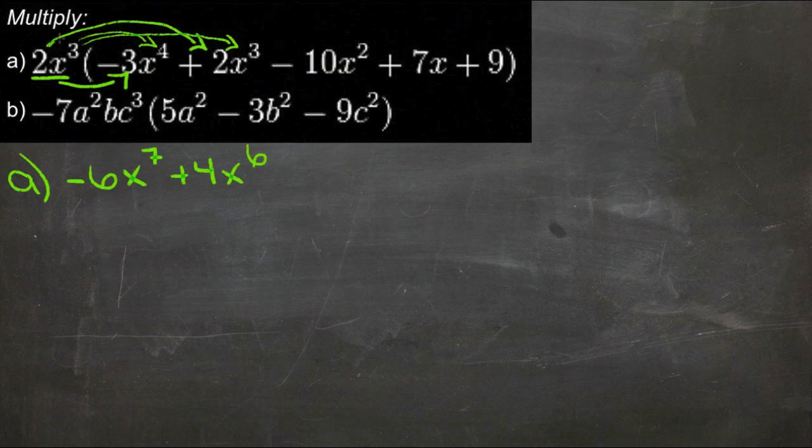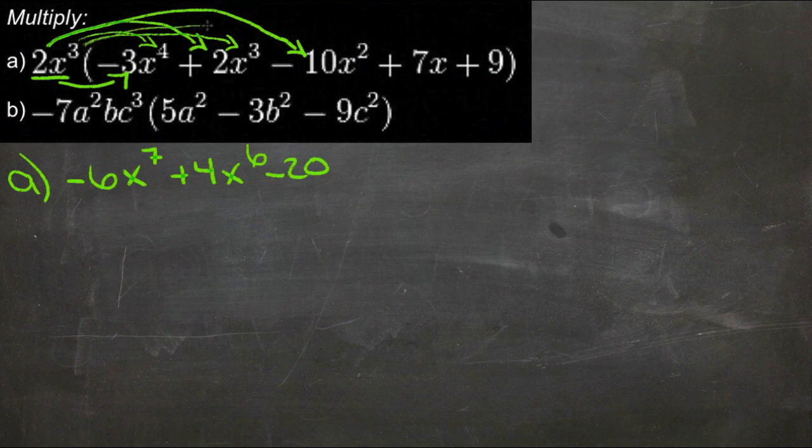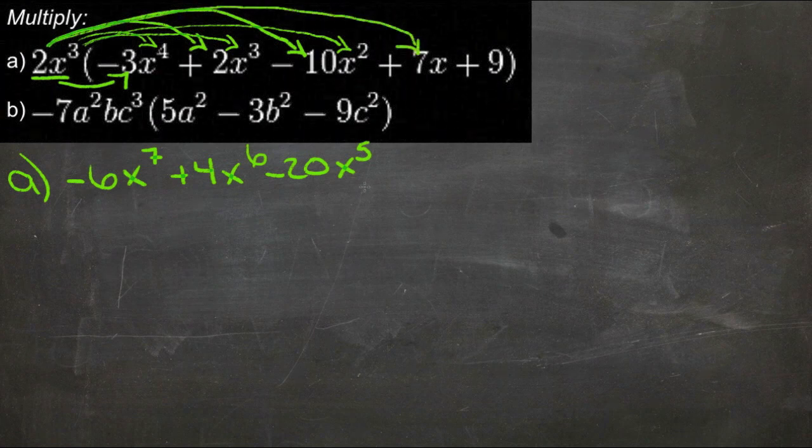Then we have 2 times negative 10, so we get negative 20. And x to the 3rd times x squared, that gives us x to the 5th. Remember, we add the powers. And we have 2 times 7, that's 14. And x cubed times x to the 1st, that gives us x to the 4th.